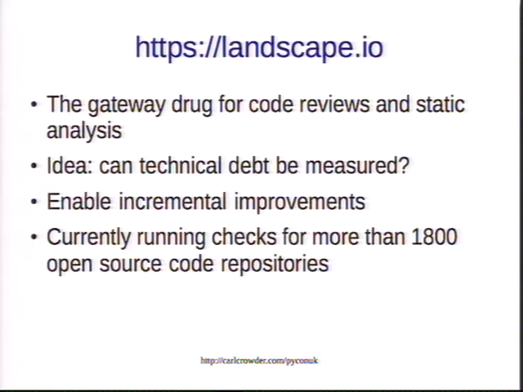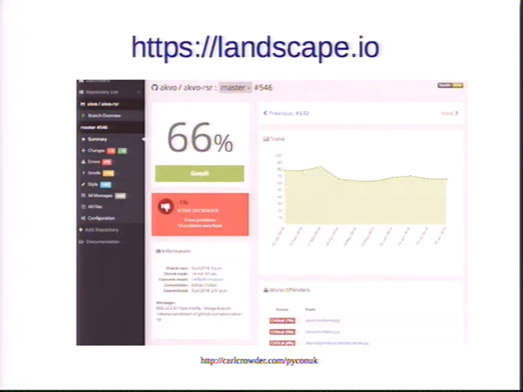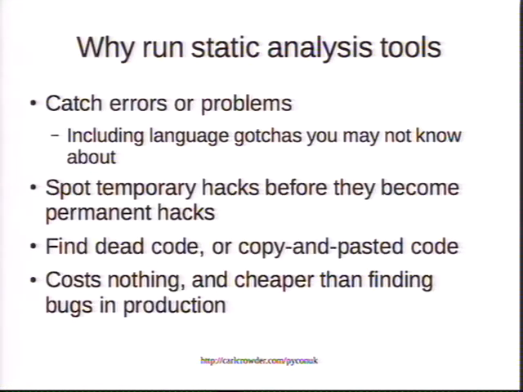Yeah, so a little bit more about Landscape. Like I say, it takes your code, it runs these tools, it gives you nice graphs, measurements, and stuff like that, and tries to warn you about things. It tries to make it super easy to do static analysis, and there are about 1,800 repositories currently using it. You may see that little health badge in the top right there. Some people have put those on their GitHub repos. You maybe see that every now and then.